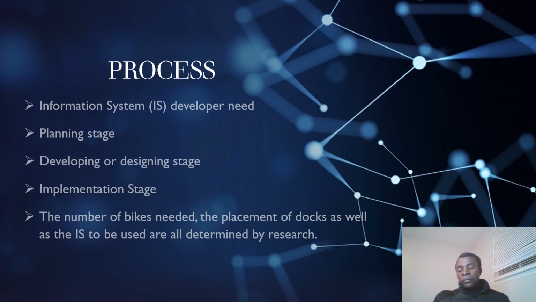The process involved for us to implement the bike sharing system is, first of all, we need to develop an information system that we are going to use to coordinate the hardware and the software component of the system. And also we have to plan in every stage what logistics are required and what things we need to put in place for every stage to work.